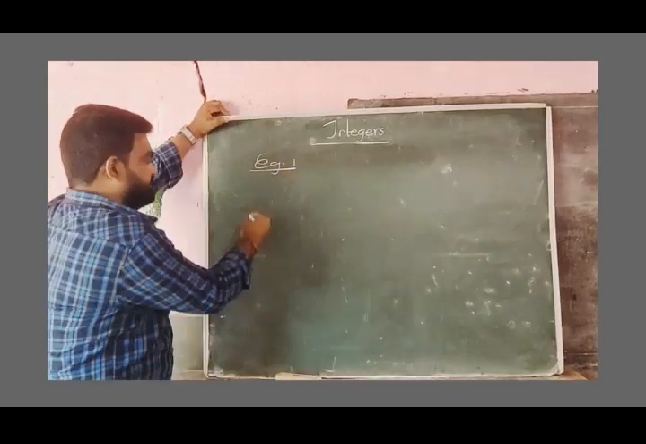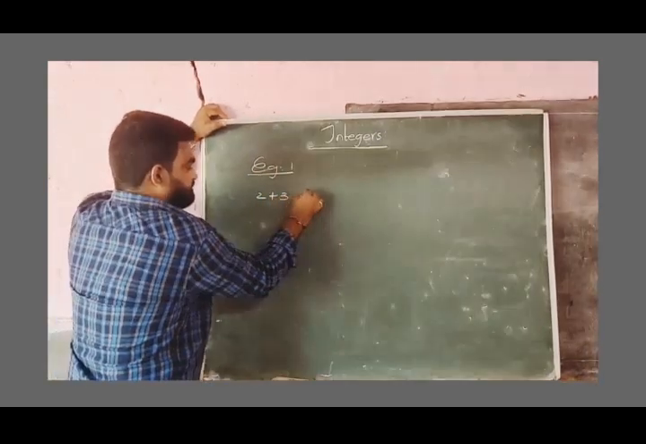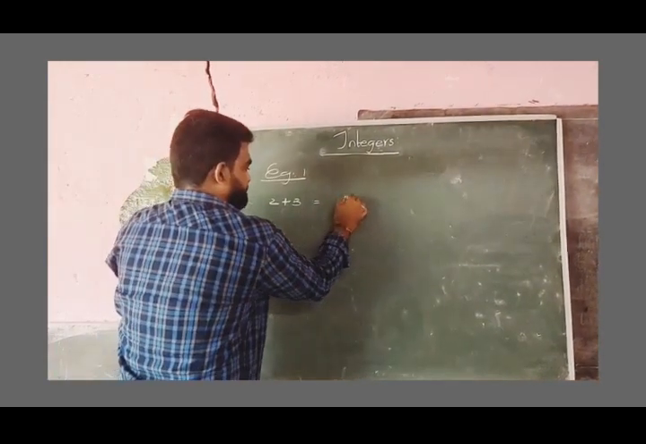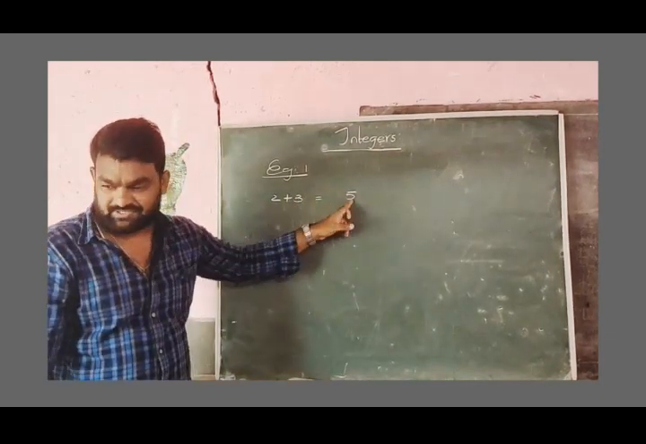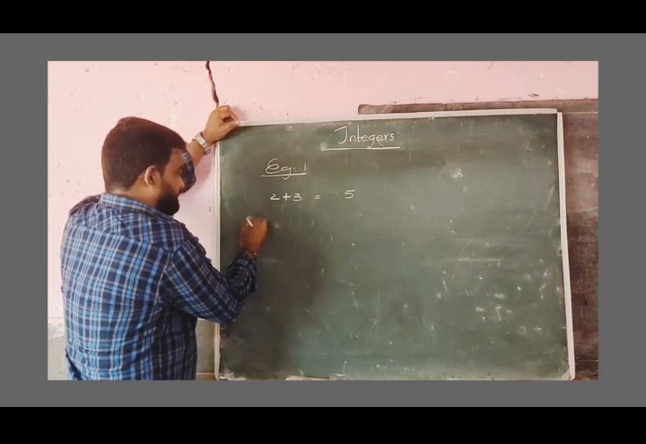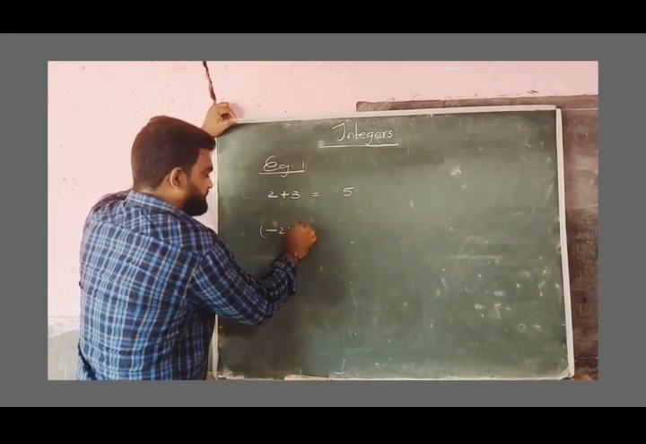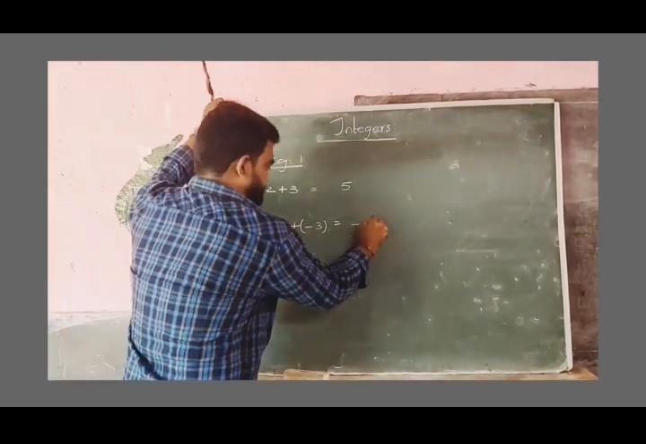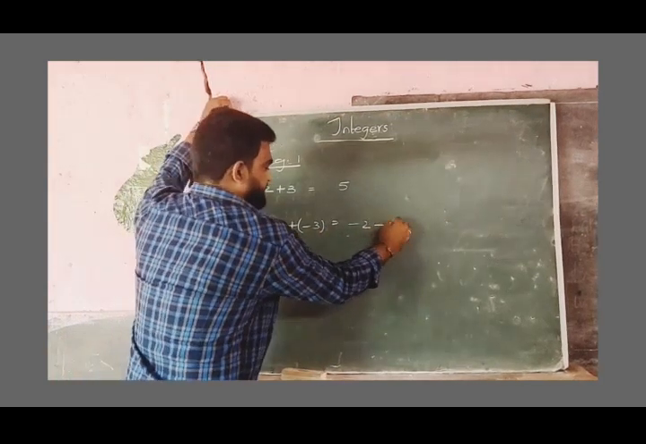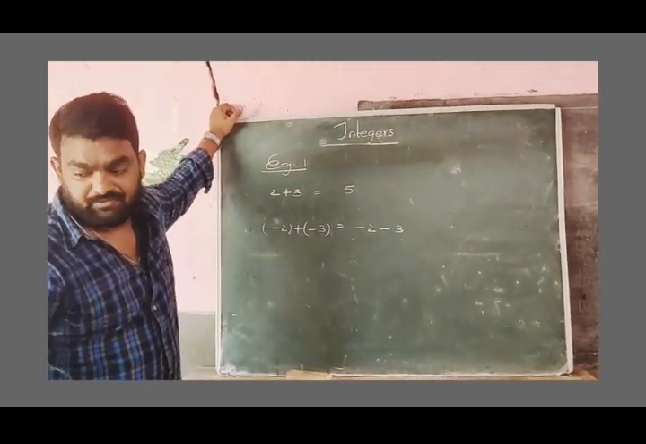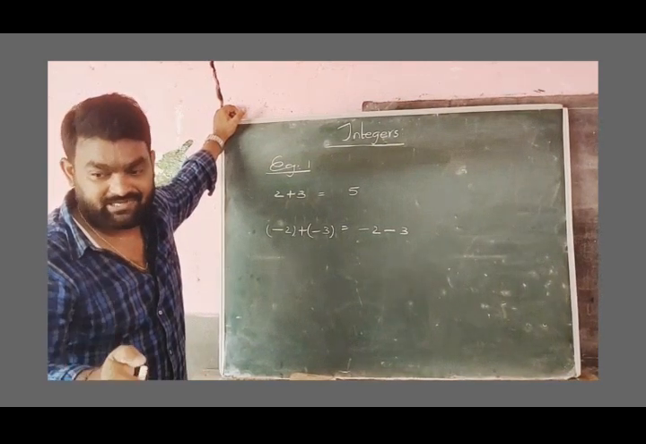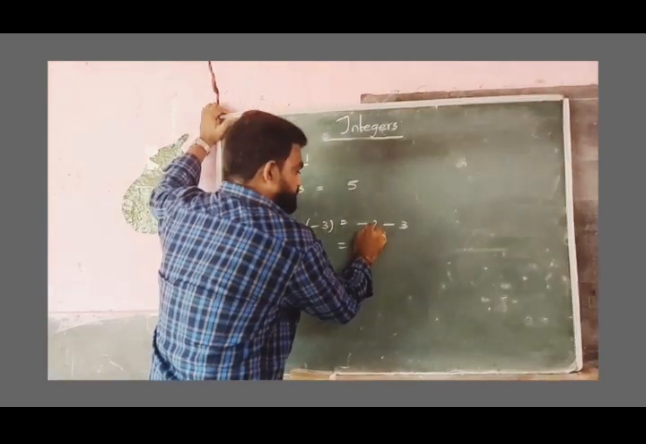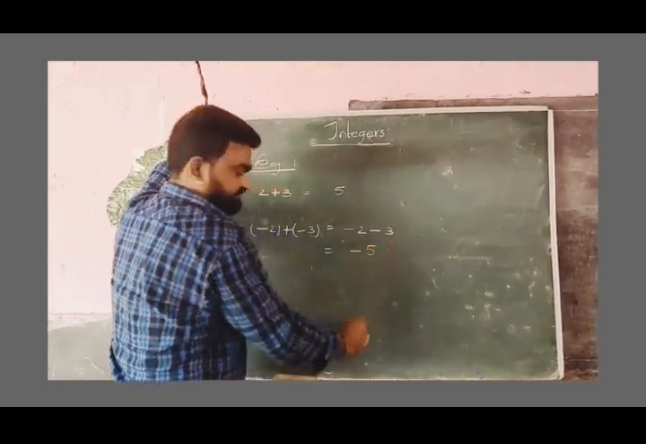Example 1. For example, 2 plus 3. Easily everybody knows 2 plus 3 equals 5. Sum of two positive integers is positive. For the second one, minus 2 plus minus 3. First write minus 2 plus into minus, minus 3. And already I gave you one formula: sum of two negatives is always negative. We have to add both the numbers and apply the minus symbol. So minus 2 and minus 3 will become minus 5.